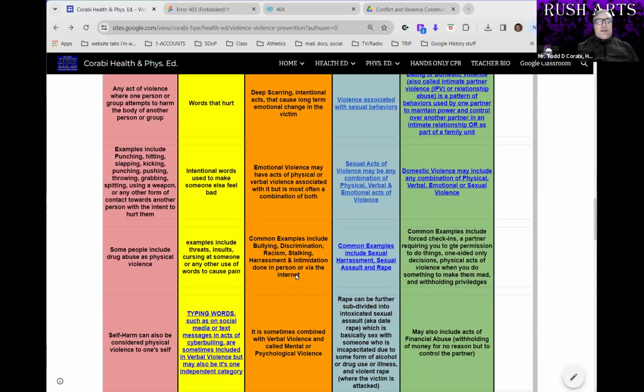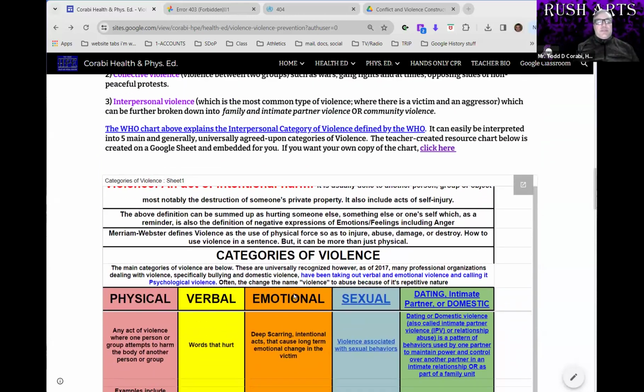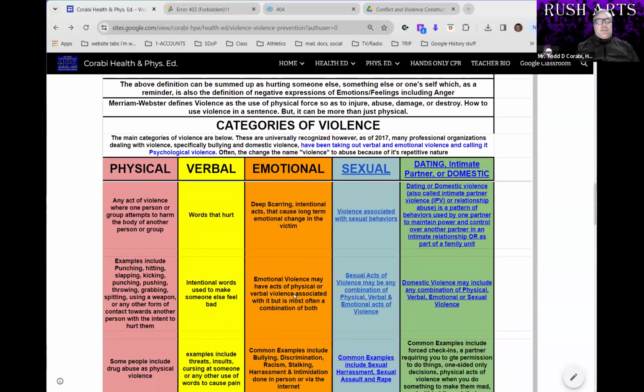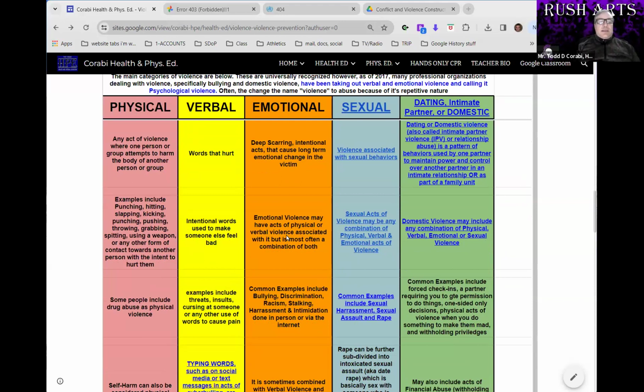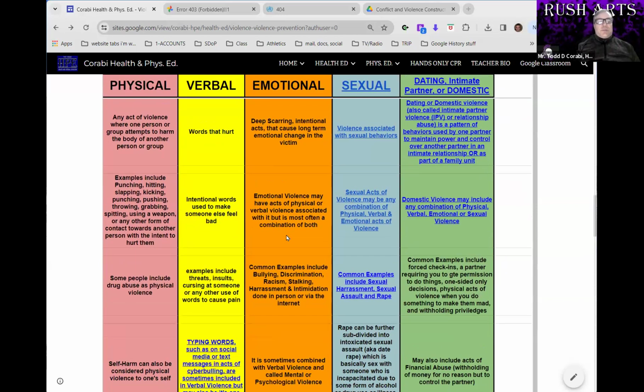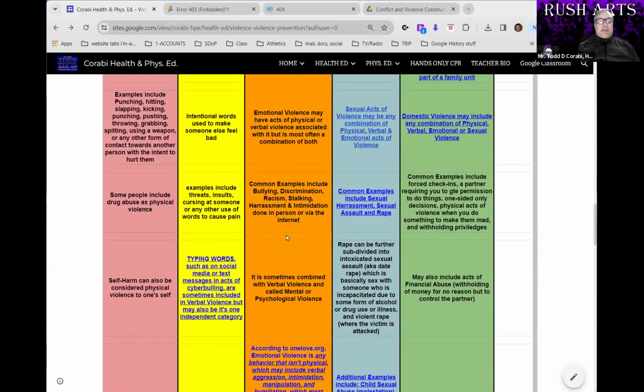Then we get into emotional violence, and without getting into too big a definition here online, emotional acts of violence can be physical or verbal, but they're deeply scarring. They are intentional, and they're meant to cause long-term emotional change. Things like bullying, discrimination, harassment, stalking, intimidation, and racism are all examples of emotional violence, especially when they're blatant and targeted towards individuals. And that's when we get into cyberbullying.